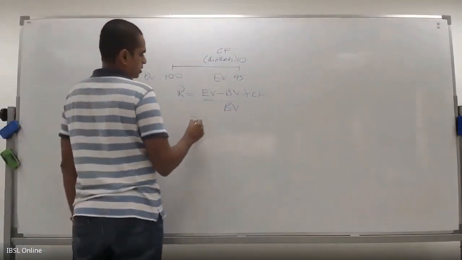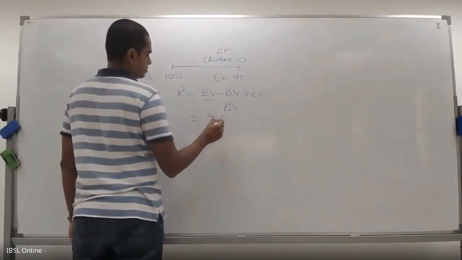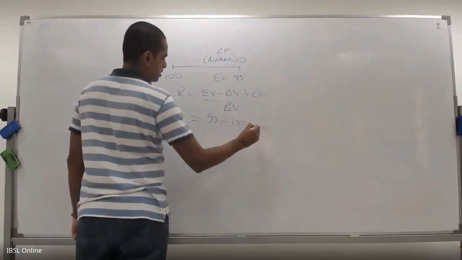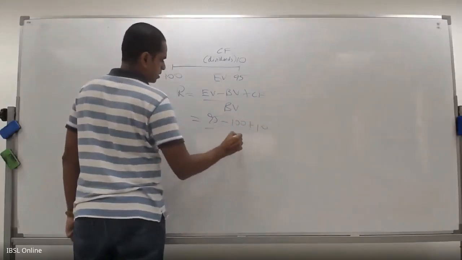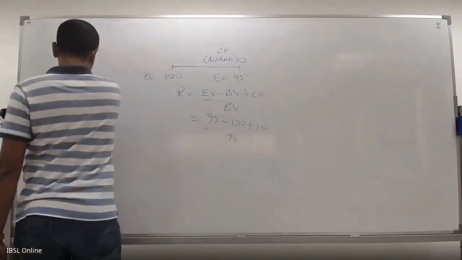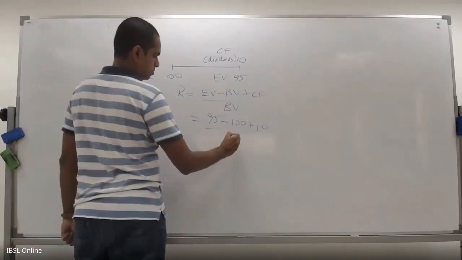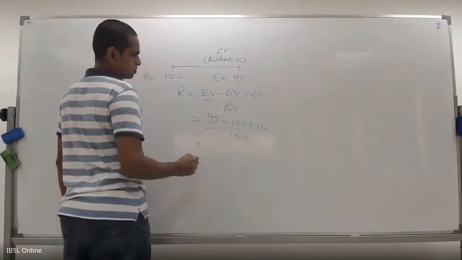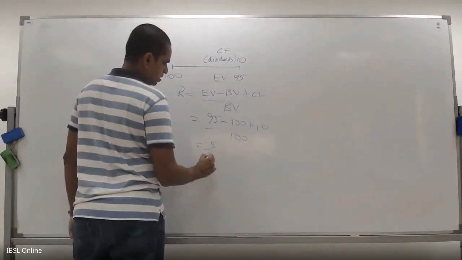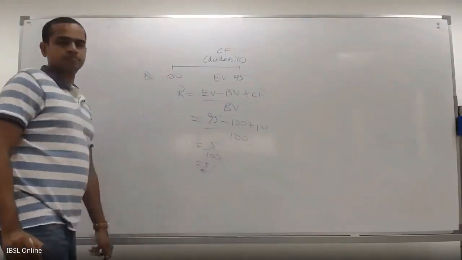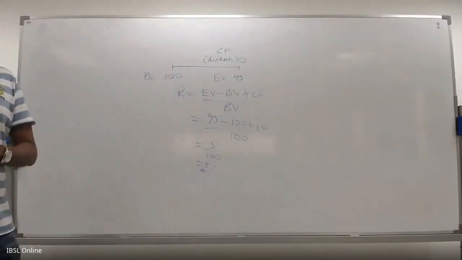It will be 95 minus 100 plus 10, divided by 100. Five over 100 is a return of 5%. Right? That's how you calculate your return.